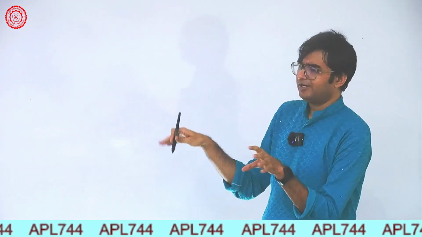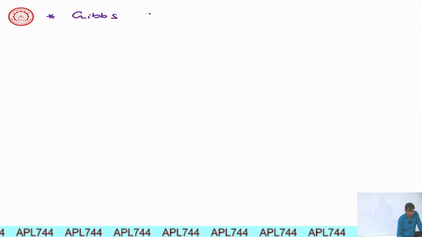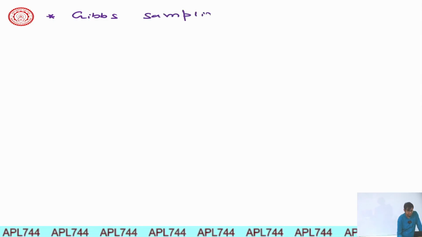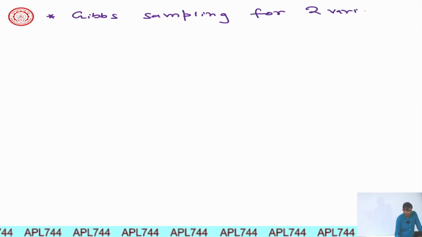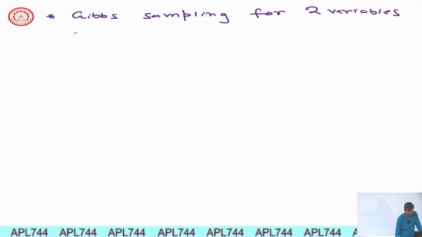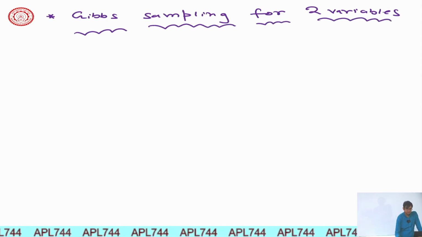Okay, clear? So let me write down the Gibbs sampling for two variables. That will make things easier. And then we will try to understand it and try to generalize it. Okay. So Gibbs sampling for two variables. And remember, 2 is the minimum number. You cannot use Gibbs sampling if you have one variable, because then there is no conditional. So what to condition on? Okay.